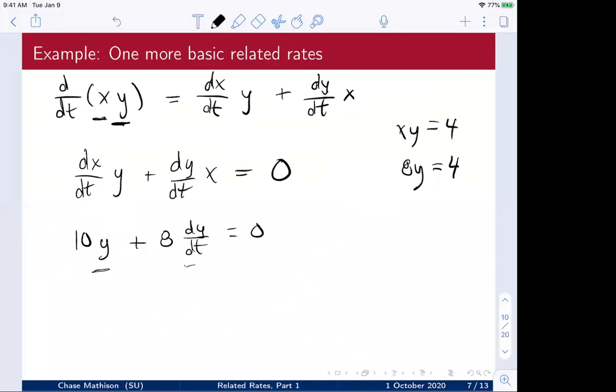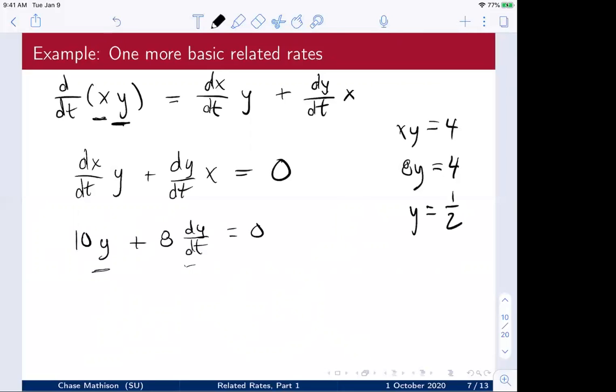This relation, x times y equals 4, has to hold for all time. That's what we're saying when we write down that relation. These are both functions of t, but this relation always holds. So when x is 8, we have 8 times y is equal to 4. So y is equal to 1/2 when x is 8. Okay?